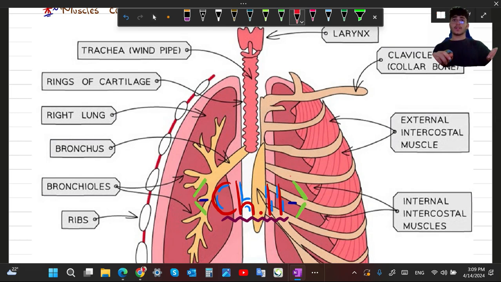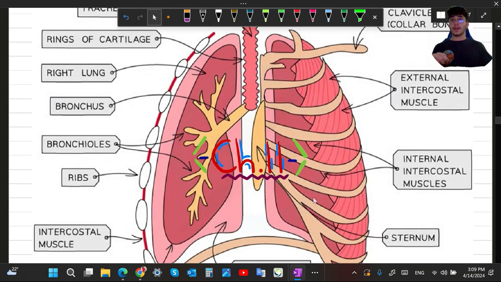This is a detailed illustration of the lung. Here we have the ribs. These are the intercostal muscles, and the ribs are attached to the intercostal muscles. They pull them up and down. These are the branches of bronchioles. This is the bronchus. We have two bronchi.